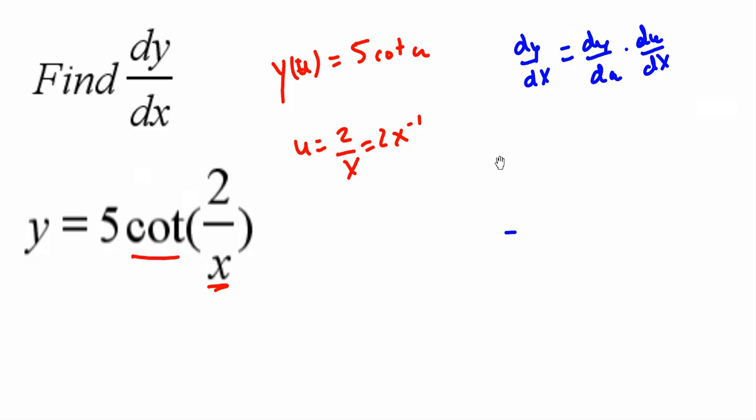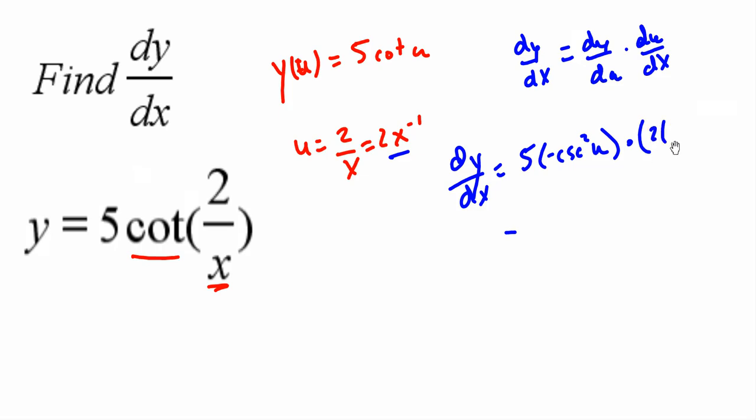So what we have here then is the derivative of y. All right, so dy dx is going to equal the derivative of y with respect to u, which is going to equal 5 as a constant, times cotangent. The derivative of cotangent is negative cosecant squared of u in this case. All right, times now du dx. Well, we're going to use the power rule. So we're going to have 2 times negative 1 times x to the negative second. Going to subtract 1 there. We can simplify this now, and I'll replace back my u.